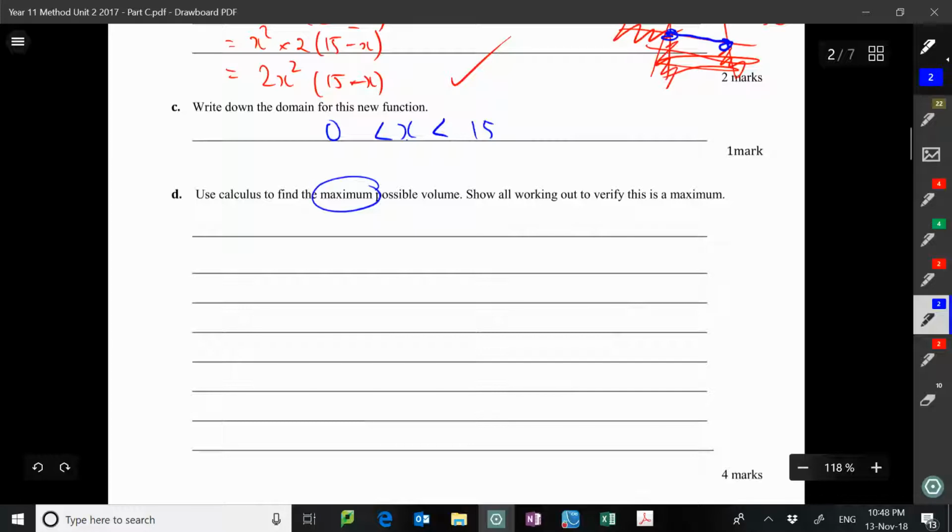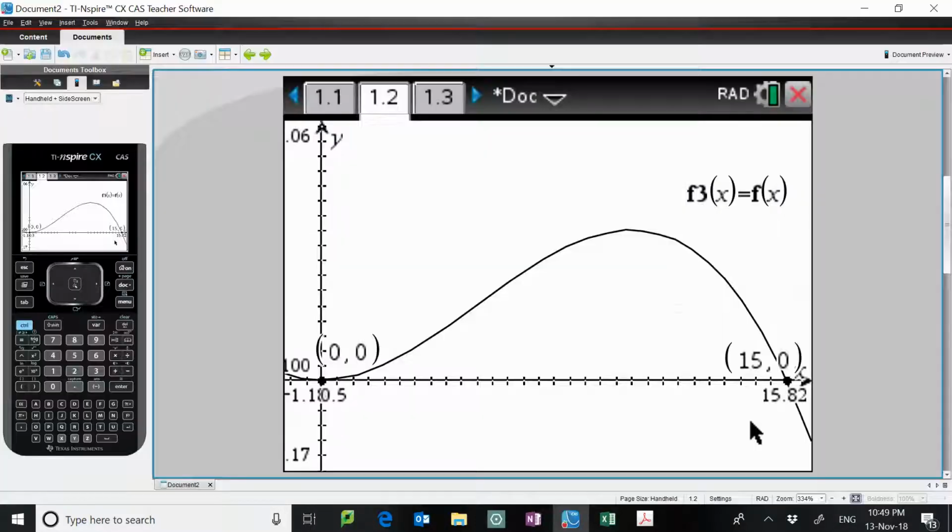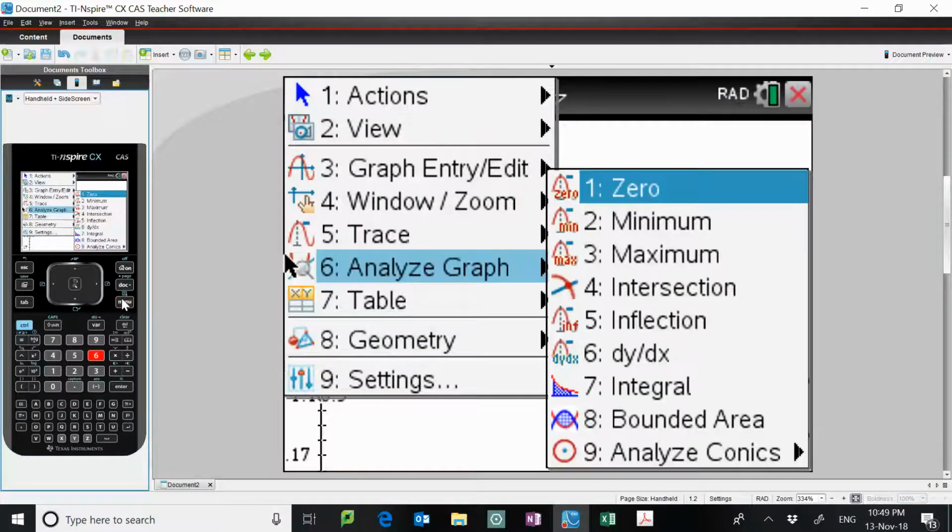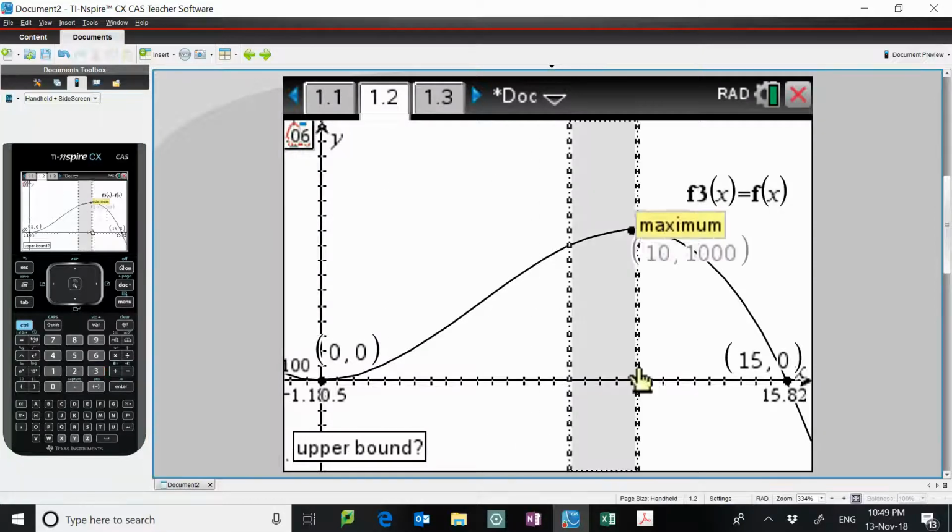Hopefully you've been watching my lesson from today. Maximum means, remember, you can only get a maximum or a minimum or point of inflection based on stationary points. That's the special thing about maximum minimums, right? And if you want to find it, it's the derivative, right? They told you to use calculus, so you have to use it. But even if you didn't, the maximum is obviously up here. You can just find the answer through menu 6, 3, maximum, and then just do that.